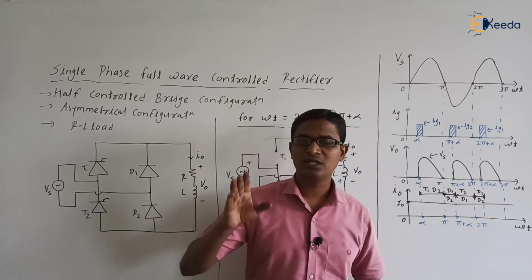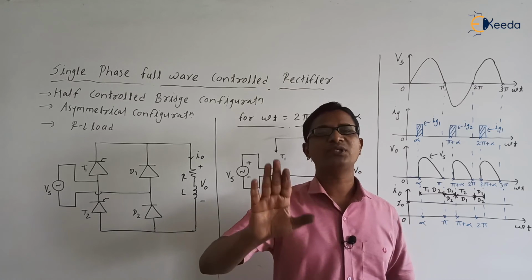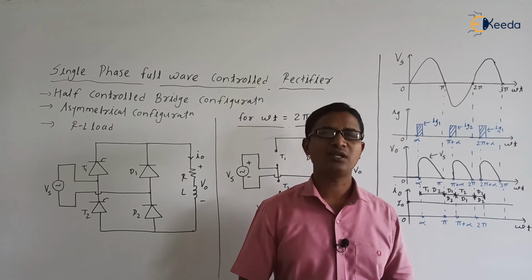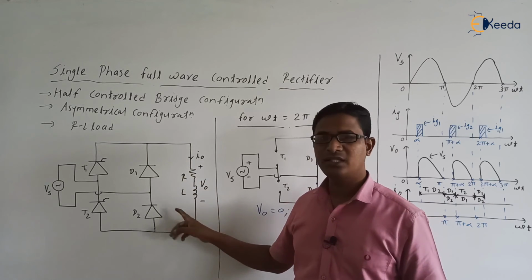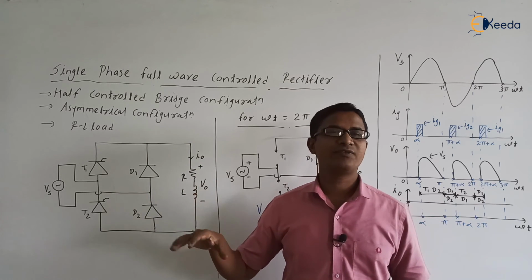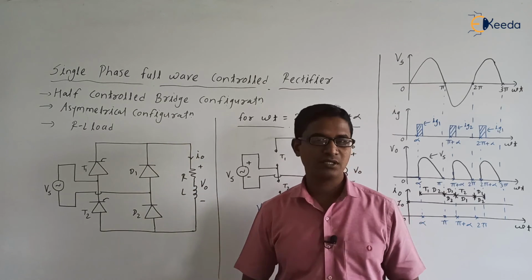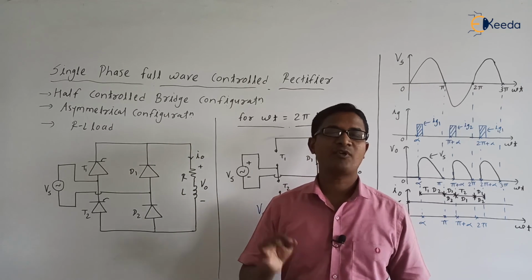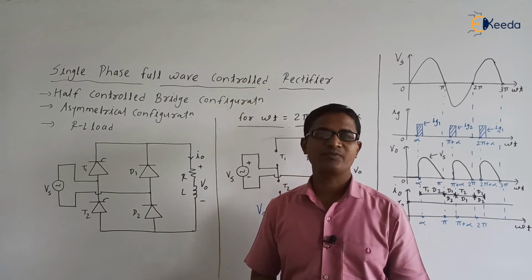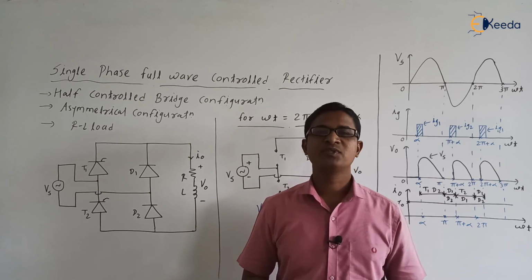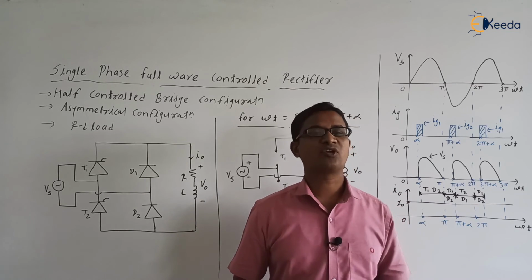So in the half controlled bridge configuration for RL load, the freewheeling diode is not required. The freewheeling diode is not necessarily connected. If they state that the freewheeling diode is connected, then we need to consider it. If they directly say this is a half controlled bridge configuration, then for RL load we need to consider only this type of V0 waveform. Is this clear? Are you getting the point? So this is about the half controlled bridge configuration.